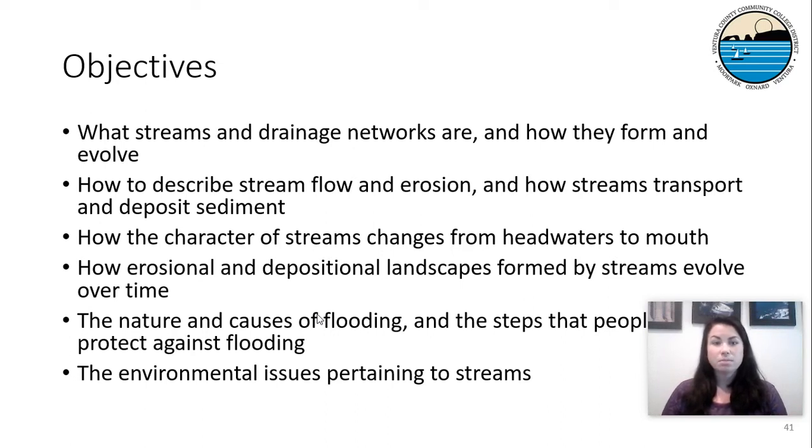So here are some of the things that we talked about today. We talked about what streams and drainage networks are, how they form and evolve. We talked about describing stream flow and erosion and how streams transport and deposit sediment. We talked about the character of streams, how they change from headwater to mouth, so from upstream to downstream. We talked about how erosional and depositional landscapes formed by streams evolve over time, and the natural causes of flooding and what we can do to maybe prevent some issues of flooding, like building levees. And there's some issues pertaining to streams. We'll go more into the environmental issues when we talk about groundwater.